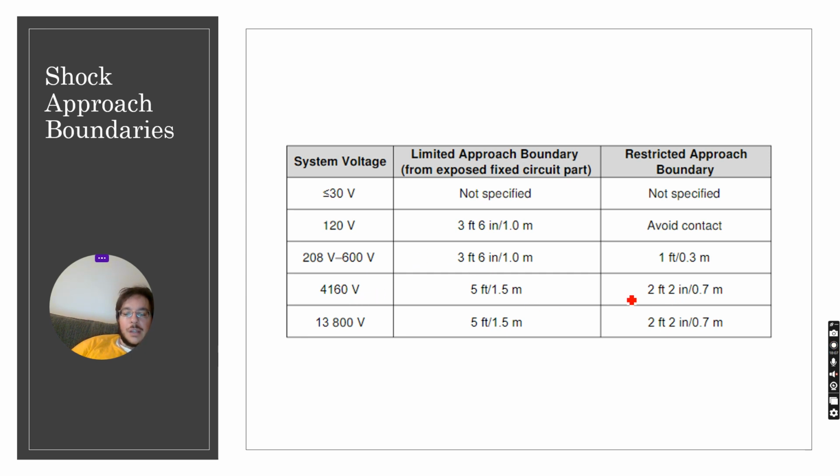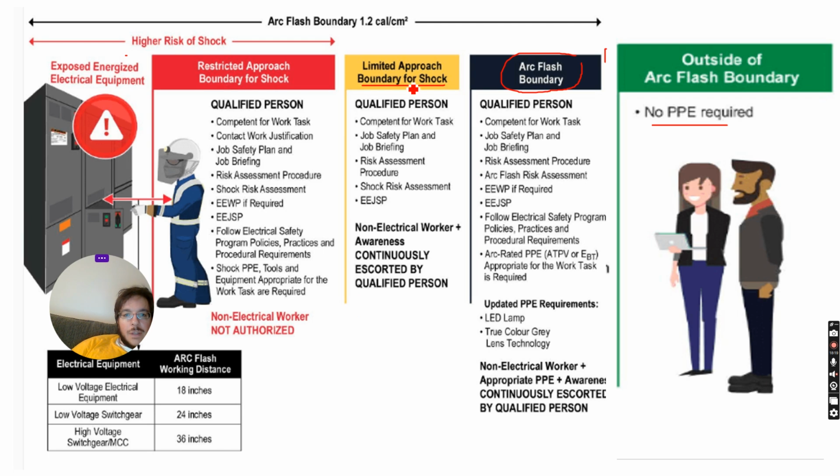And then for anything over 600 volts, say 13,000, our limited approach is 5 feet. So this is 5 feet. This is where normal humans can stand. Electricians can only be within 2 feet. But I've seen transformers where the arc flash boundary is something like 30 feet.